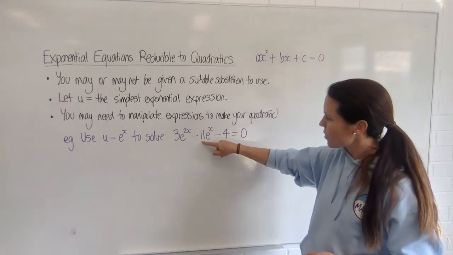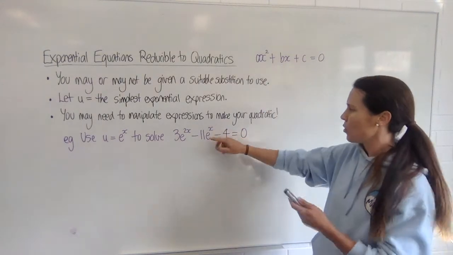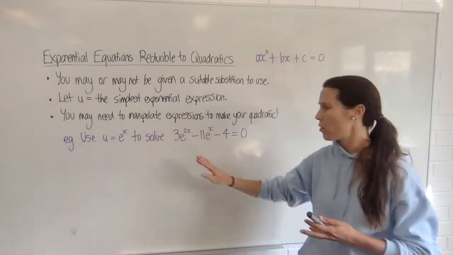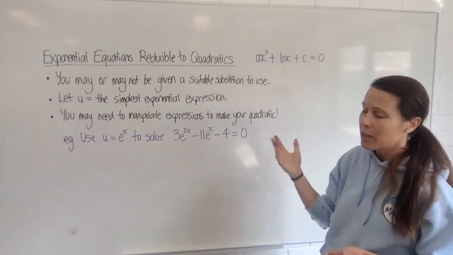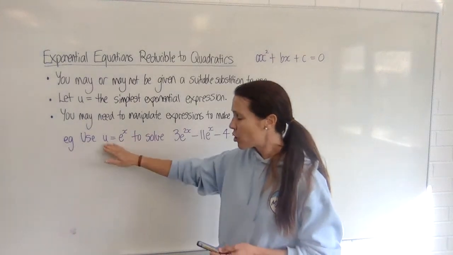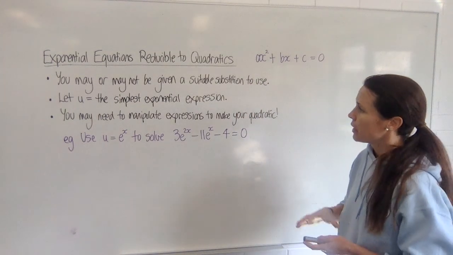This one here looks like it has too many x's in it, or the x's are in different places, so it's not automatically obvious that it's one of these. But once we make our substitution, it should be more obvious.